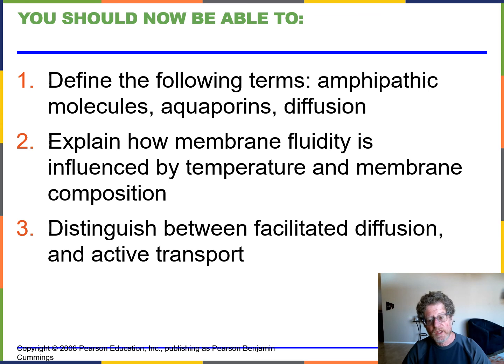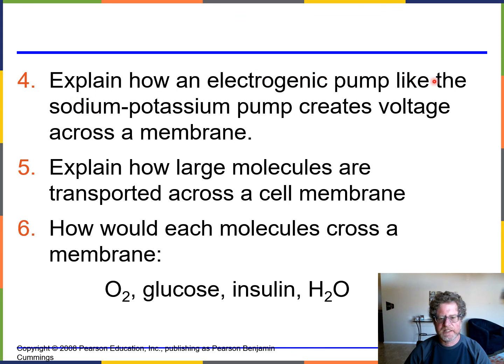Okay, that concludes Chapter 5. You should now be able to define the following terms, explain how membrane fluidity is influenced by temperature and membrane composition, distinguish between facilitated diffusion and active transport, explain how an electrogenic pump like the sodium-potassium pump creates voltage across a membrane, explain how large molecules like proteins move across a membrane, and here, tell me how would each of the following molecules cross the plasma membrane?